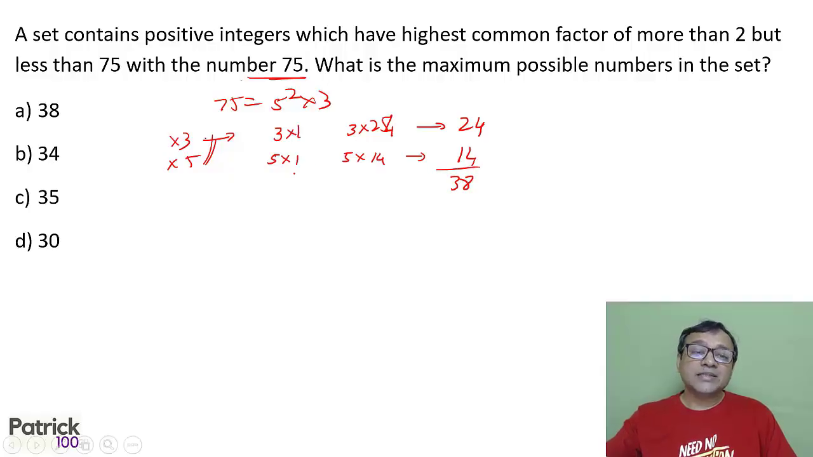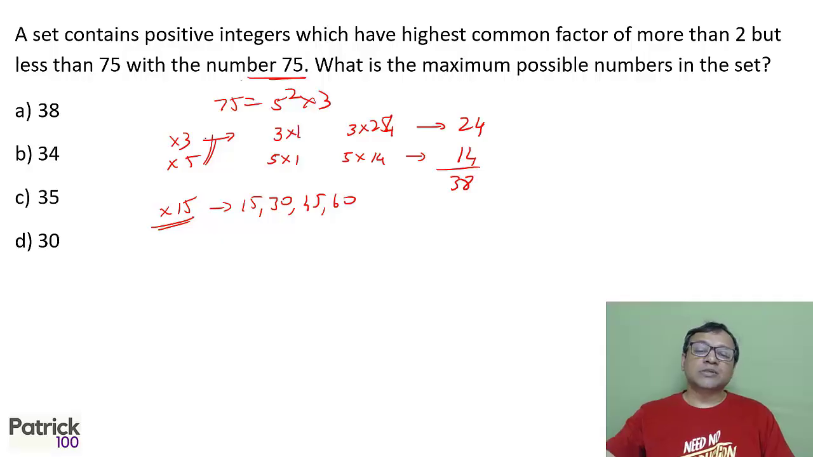So 24 plus 14 is 38. But there are some numbers which have both 3 and 5 as factors, multiples of 15. It will be 15, 30, 45 and 60, 4 such numbers. Remove those because they are double counted. You counted them when counting multiples of 3, and again when counting multiples of 5. So remove that. So you will have 34 such numbers, multiples of 3 and multiples of 5. So from that you can get the answer, B option.